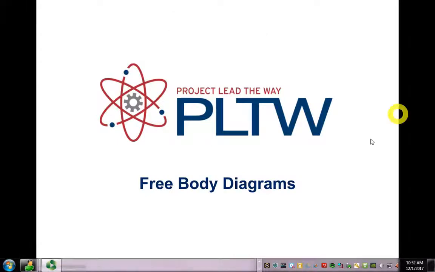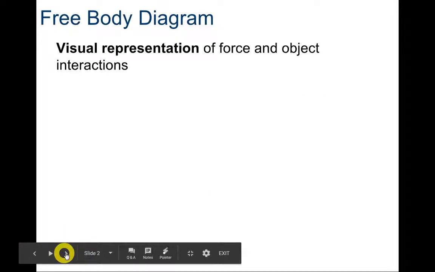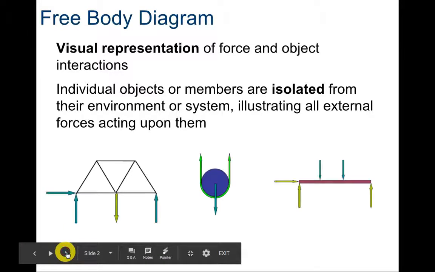All right, let's talk about free body diagrams for a little bit. And I'll tell you what you need to jot down or sketch. We're going to be doing a little bit of sketching in this video. Okay, let's start off with a definition right here.